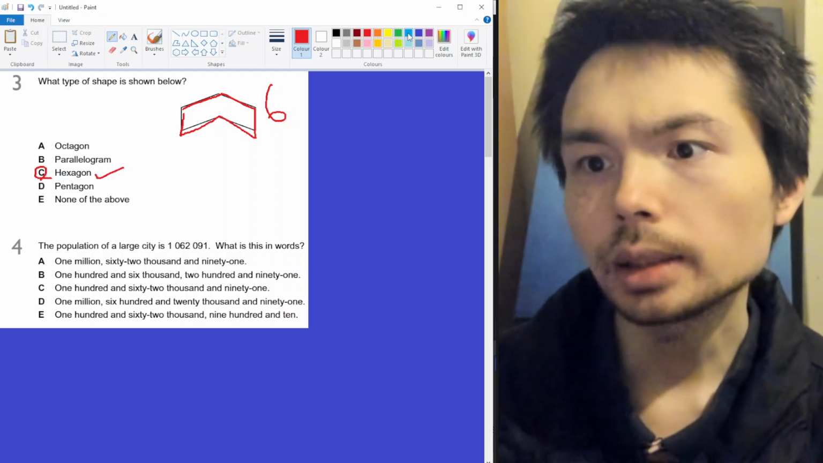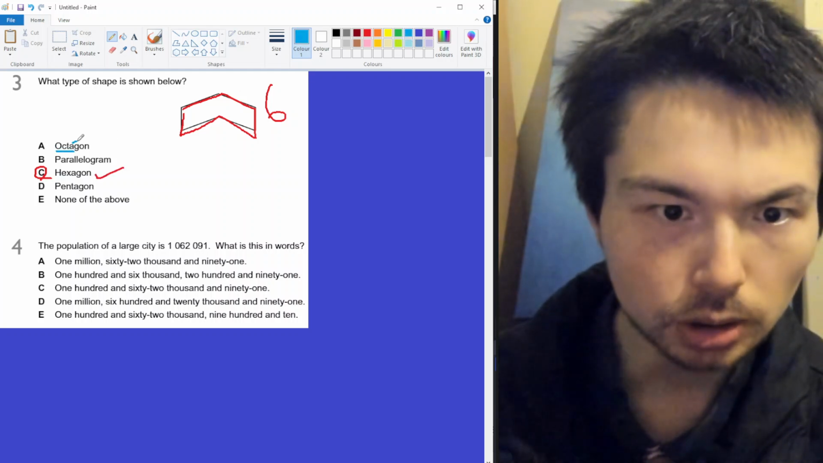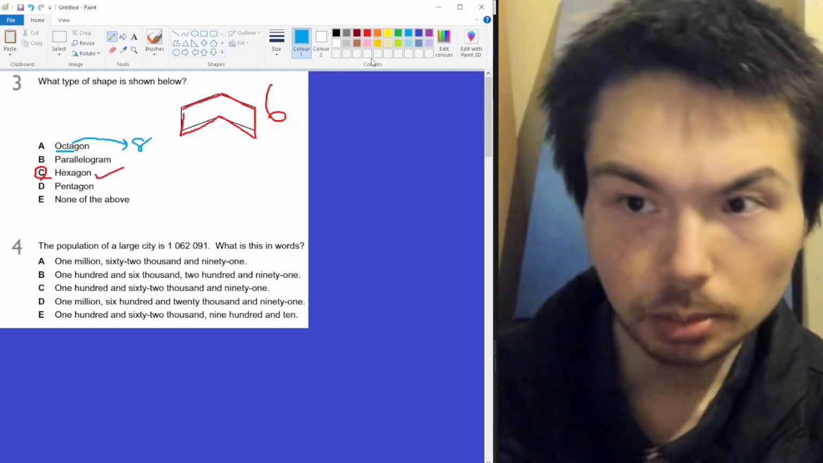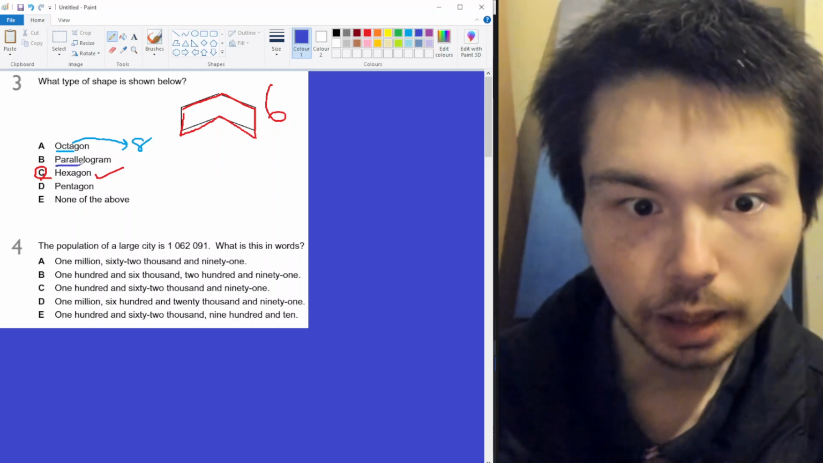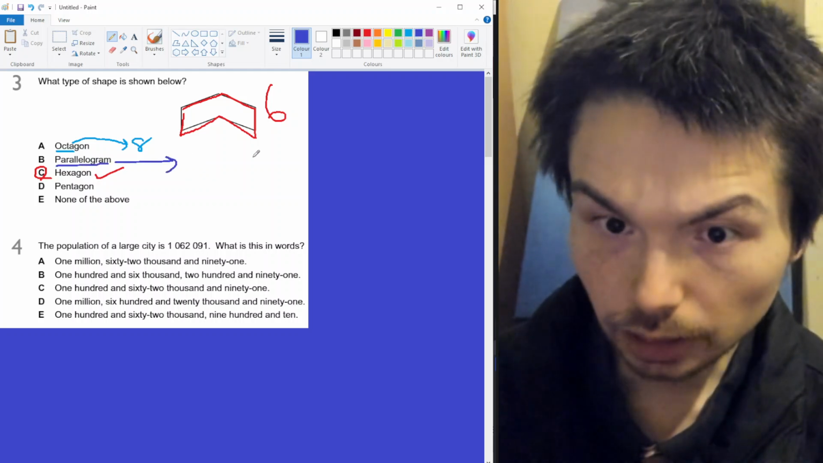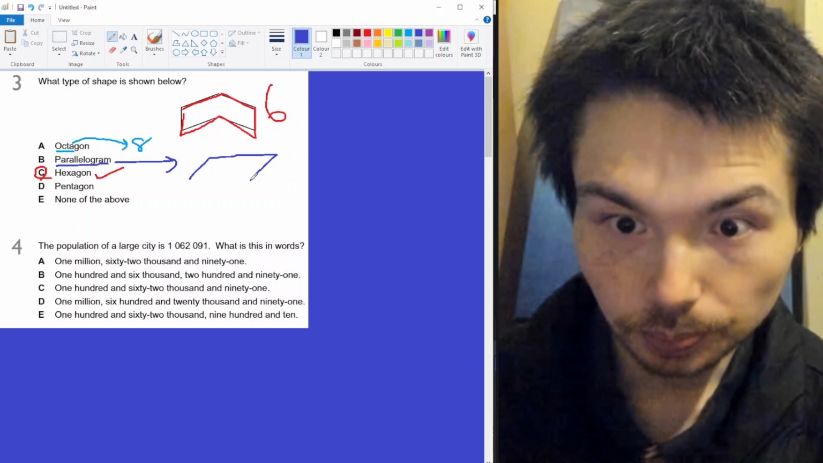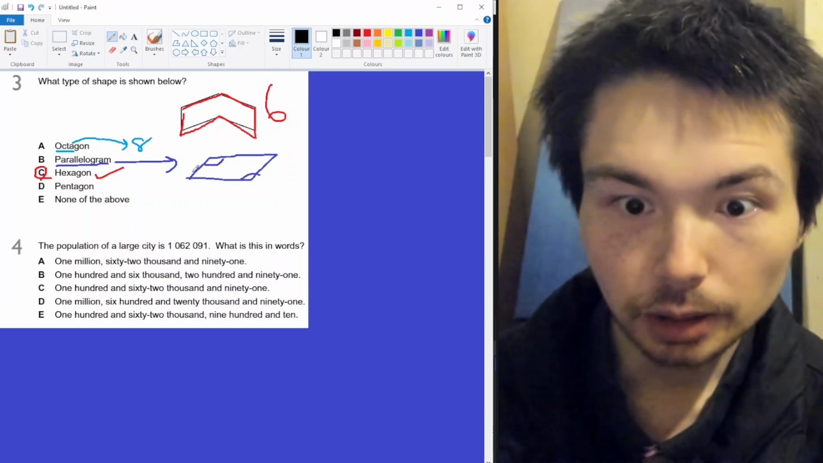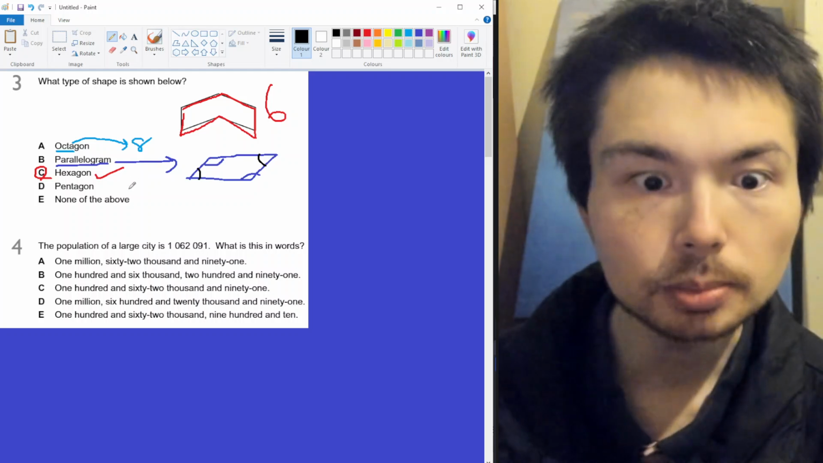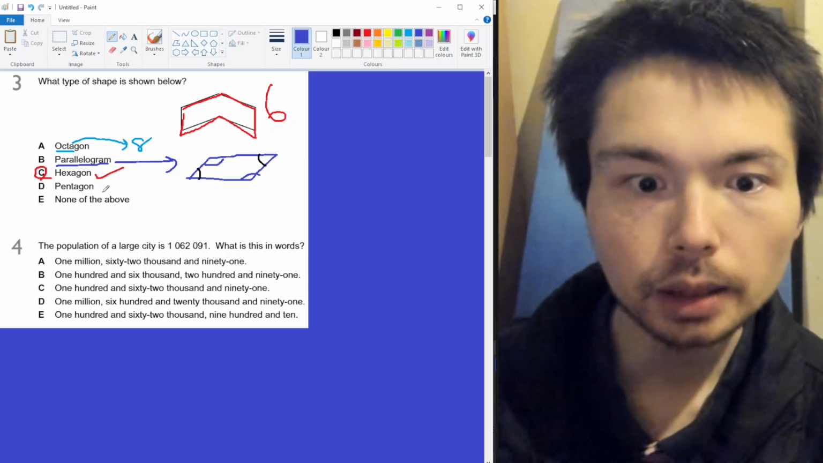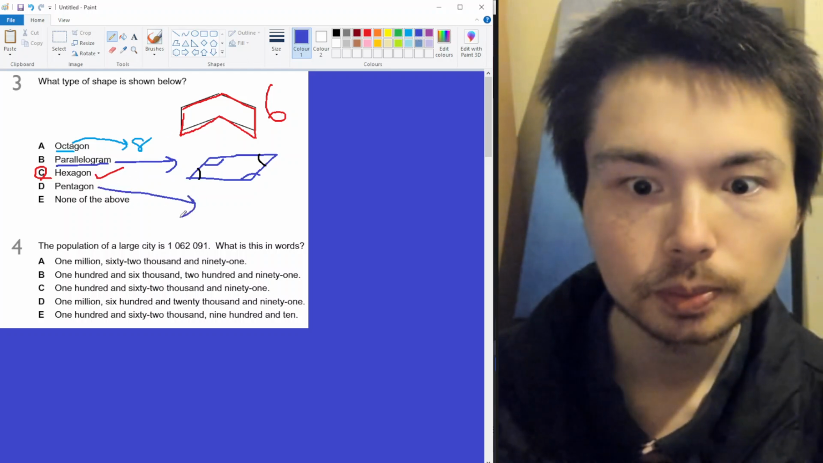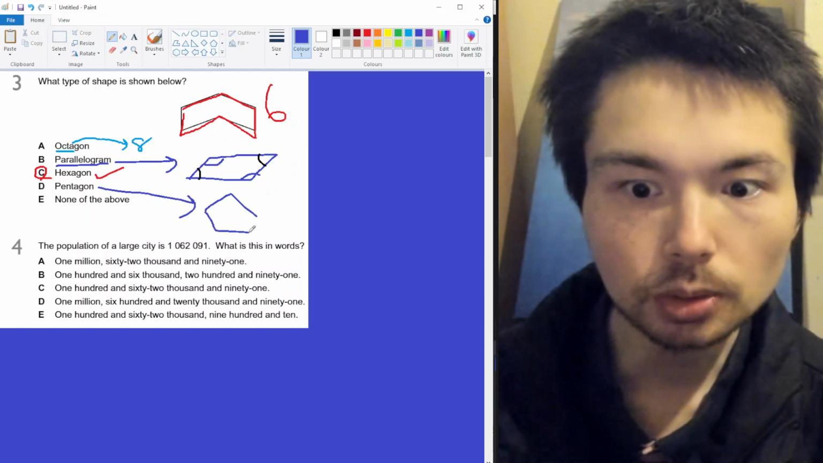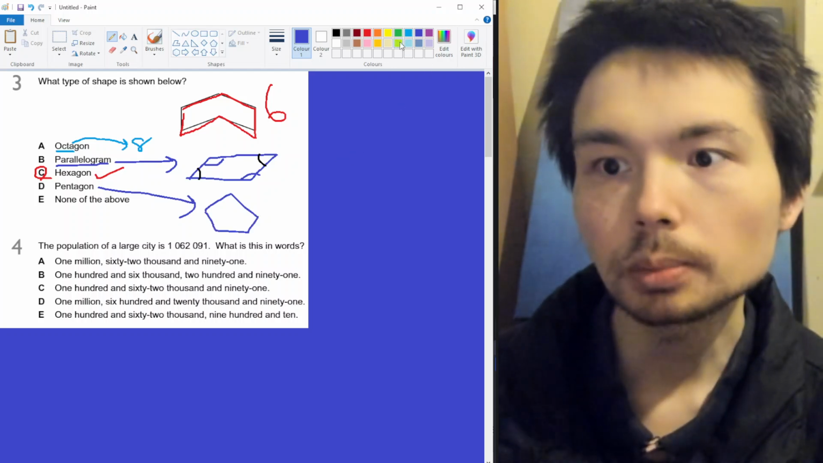Just to help you if you're not feeling certain, an octagon is an 8-sided shape. A parallelogram will look like this. Think of a rectangle but a bit tilted. That angle is the same as that one, and this angle is the same as that. A pentagon is a 5-sided shape. 1, 2, 3, 4, 5. C is the answer.